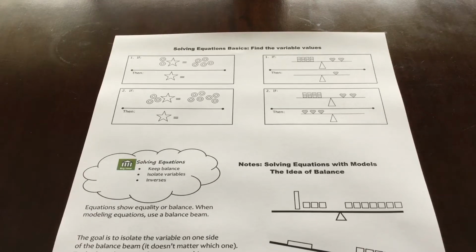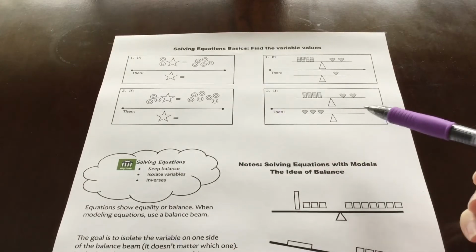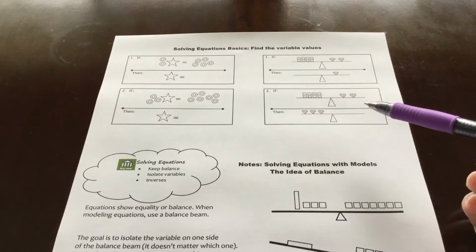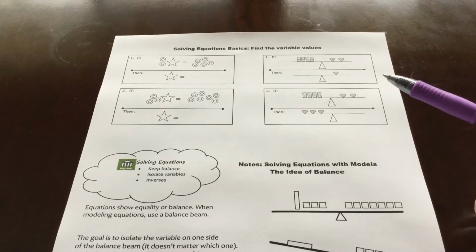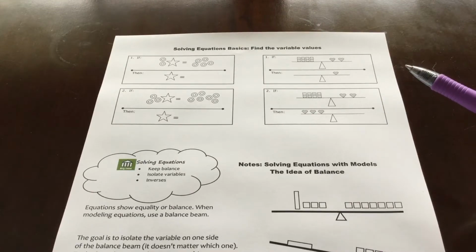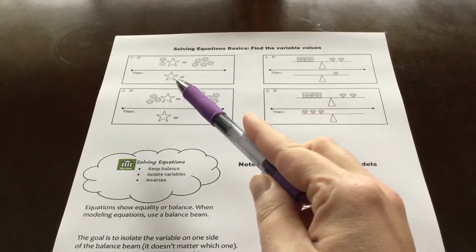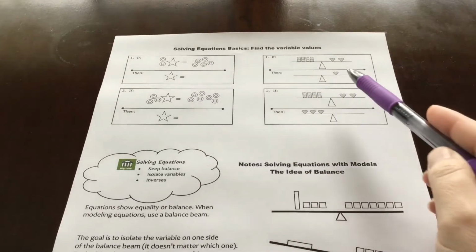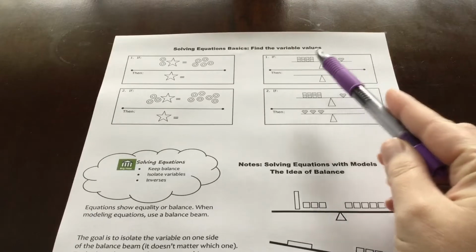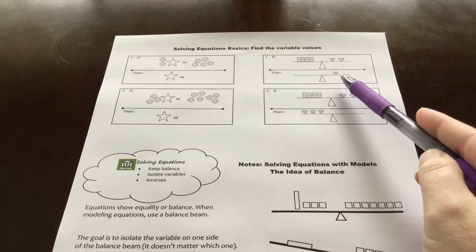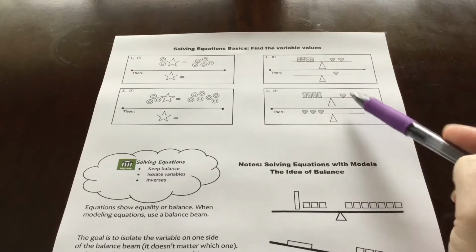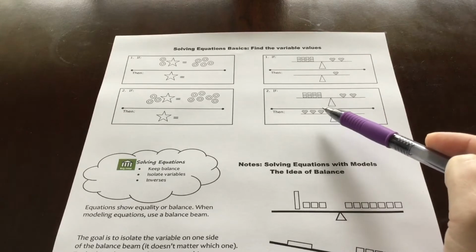The purpose of this video is to review an exploration that you were offered on Solving Equations Basics, where there were some picture models and you were supposed to find the value of each star, for instance, or knowing 2 hearts balanced with 8, what would 1 heart be? Or if 2 hearts balanced with 8, then what would 3 hearts be?